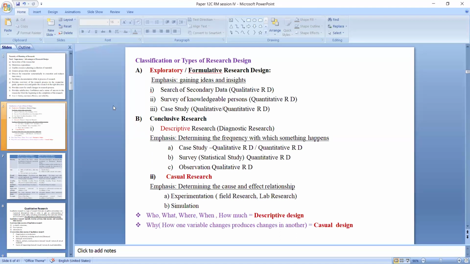So that is called causal research. It is done through experimentation and simulation, but our research also fits causal research because we establish the cause and effect relationship through our A category exploratory research. Okay.